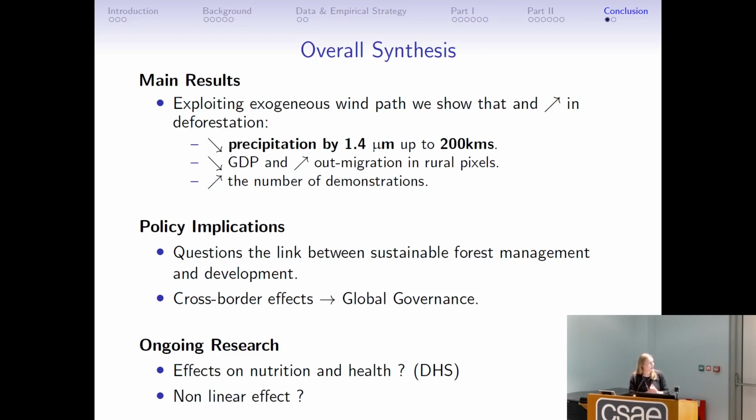Currently, we are thinking about looking at the effect on nutrition and health, using notably the DHS data. And also, I'm investigating a nonlinear effect because from the climate literature and the first regressions I started running this past week, it seems that the effect might be an inverted U shape, meaning that the very first levels of deforestation, tiny values, could actually increase the level of rainfall, and then there will be a threshold and a decrease afterwards.